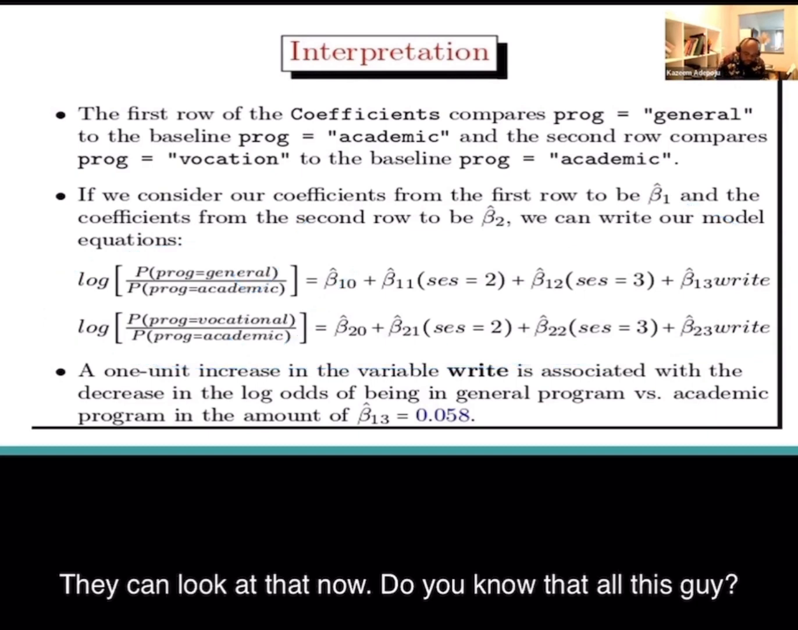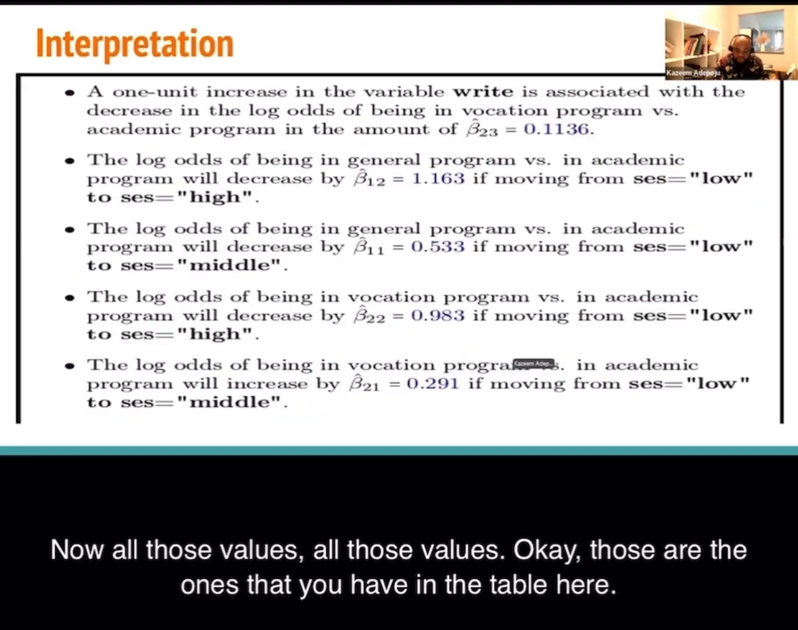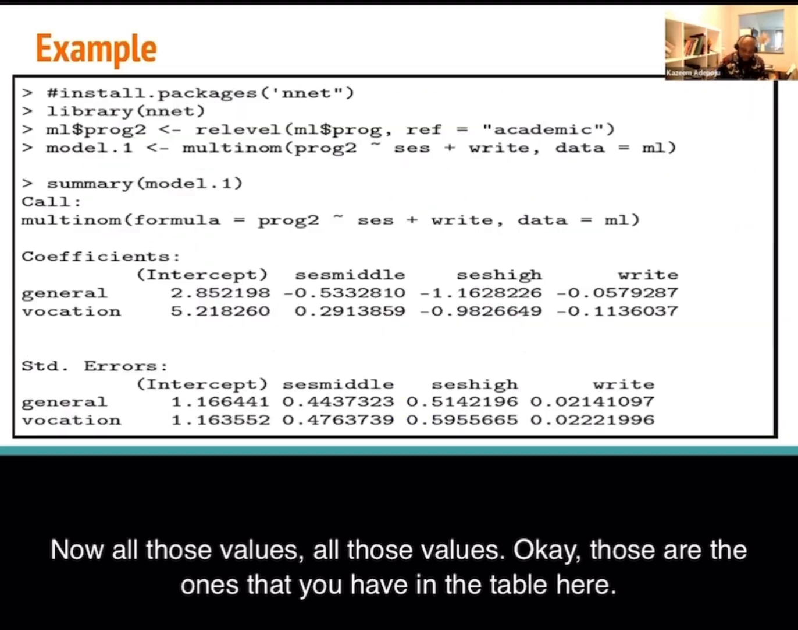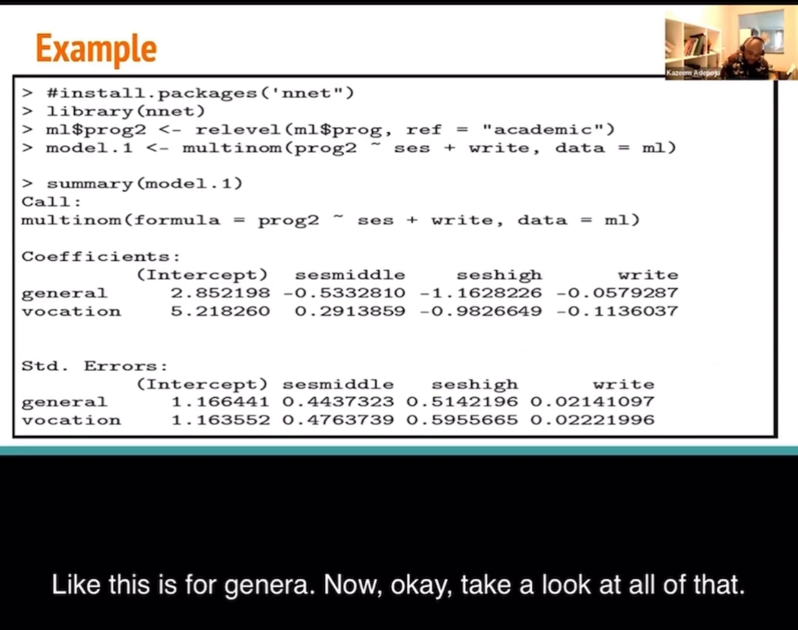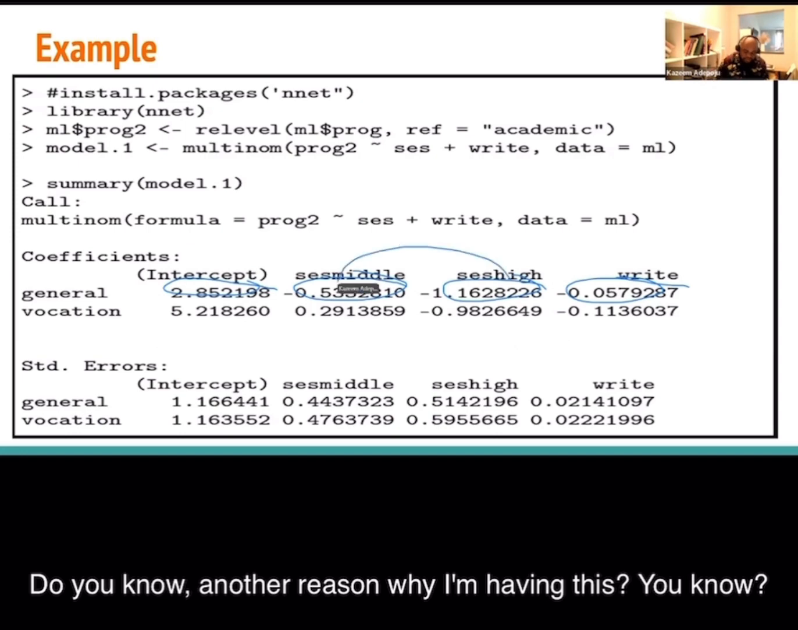Now, do you know that all those values are the ones that you have in the table here? Those are the ones you have in the table here. This is for general now. Take a look at all of that. Do you know another reason why I'm having this?